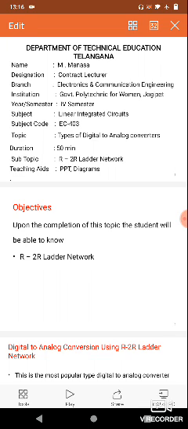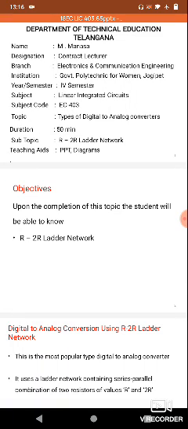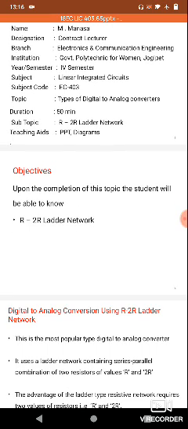Today I am going to explain the digital to analog conversion method by using the R-2R ladder network. Before starting today's class, we have already completed the definition of the digital to analog converter and one type of digital to analog converter.